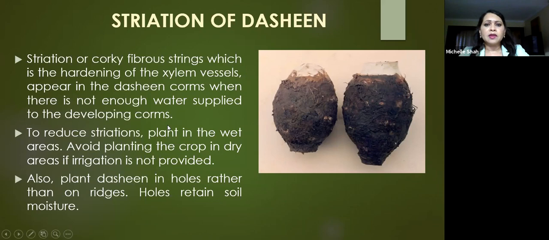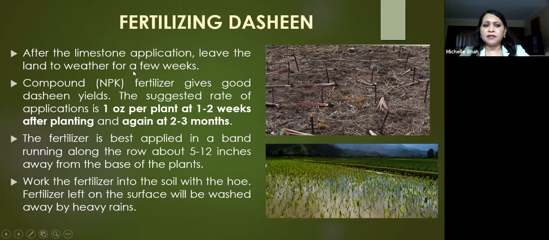Fertilizing dasheen. After limestone application, leave the land to weather for a few weeks. Compound NPK fertilizer gives good dasheen yields. The suggested rate of application is 1 ounce per plant at 1 to 2 weeks after planting, and again at 2 to 3 months. The fertilizer is best applied in a band running along the row, about 5 to 12 inches away from the base of the plant. Work the fertilizer into the soil with a hoe, as fertilizer left on the surface will be washed away by heavy rains.